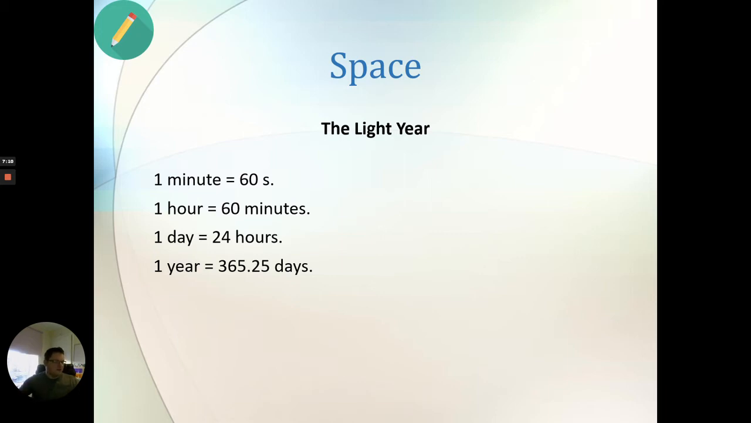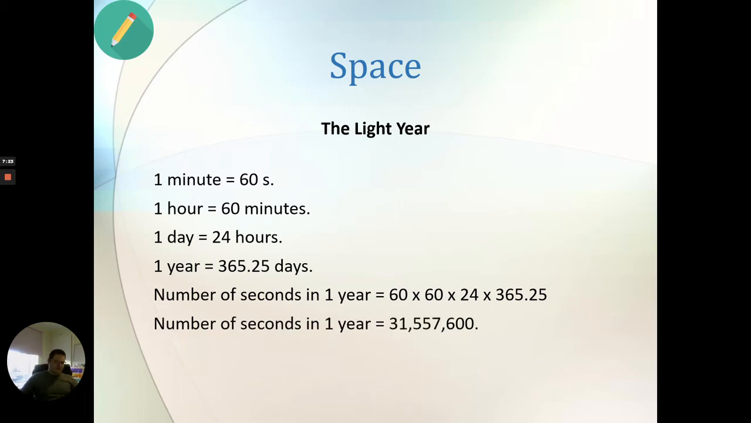365.25 days. So the number of seconds in 1 year is all of that multiplied together: 60 times 60 times 24 times 365.25, which comes out as 31,557,600 seconds in a year.